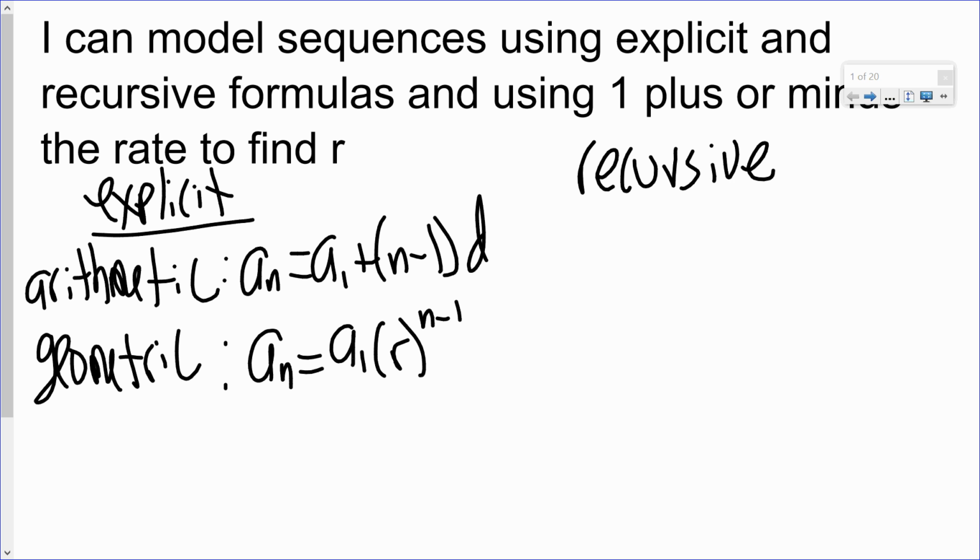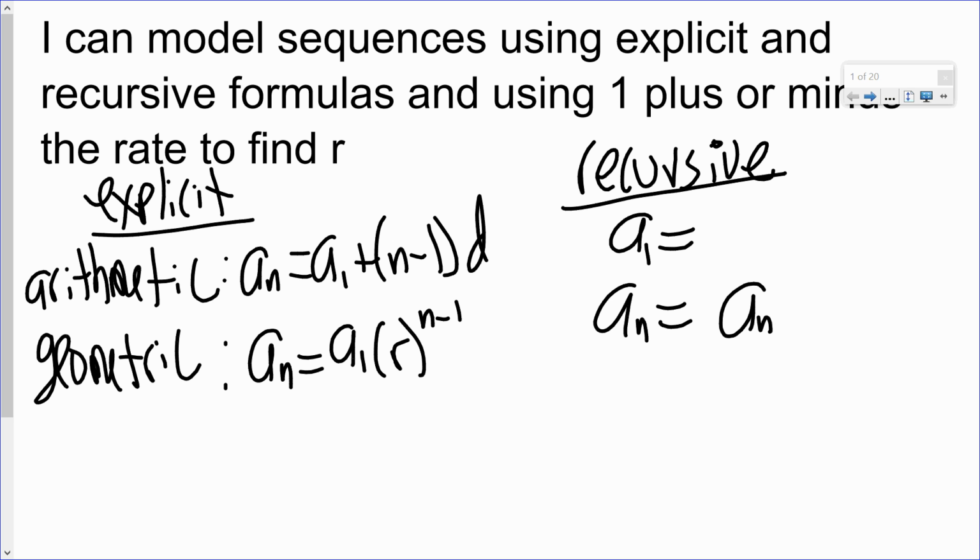Recursive: a_1 equals something, and a_n equals a_(n minus 1), and then you're telling me what you're doing to the previous term. If you're adding 5, you're going to write plus 5. If you're multiplying by 3, you're going to write multiplying by 3. So those are your formulas we dealt with in earlier lessons.